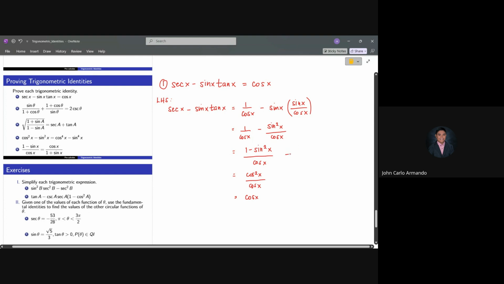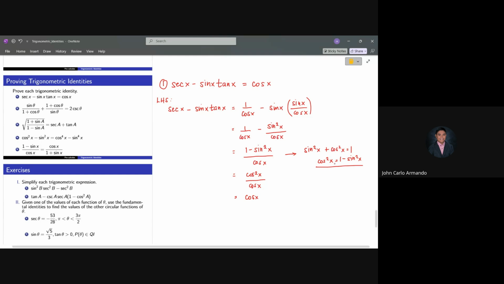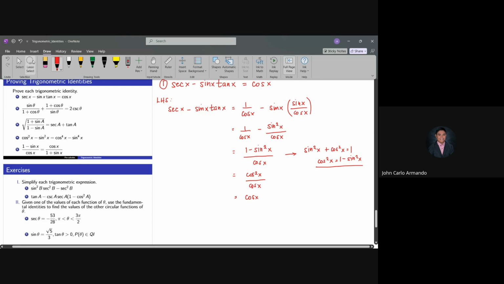In this case, this is based on sine squared x plus cosine squared x equals 1. So we solve for cosine squared. That is transpose sine squared, so minus sine squared x. So as you can see, the value of 1 minus sine squared x is equal to cosine squared x. Okay? Hopefully that is clear. So we go now to the next example.